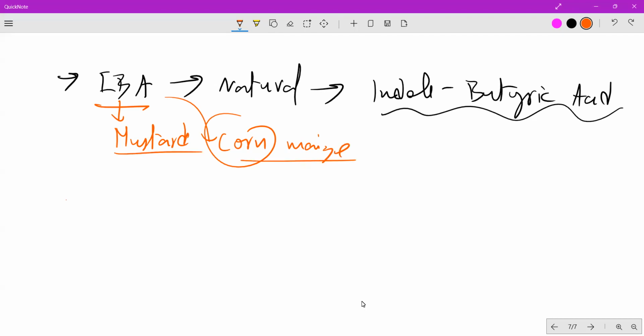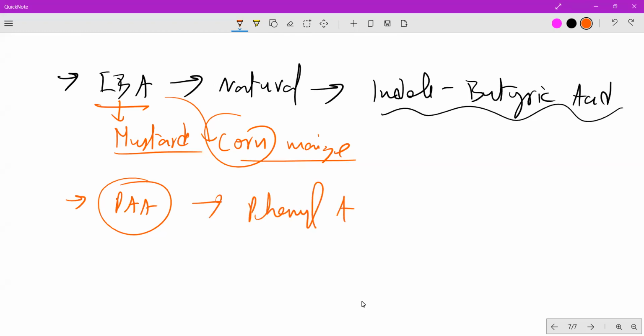And then we have the next one, which is called PAA. This is phenyl acetic acid. This is also commonly found in most of the plants. They also have PAA, less in concentration, but they do have PAA. So these are some of the important naturally occurring auxins. We have IAA, 4-CLIAA, PAA, and IBA. Just remember these.